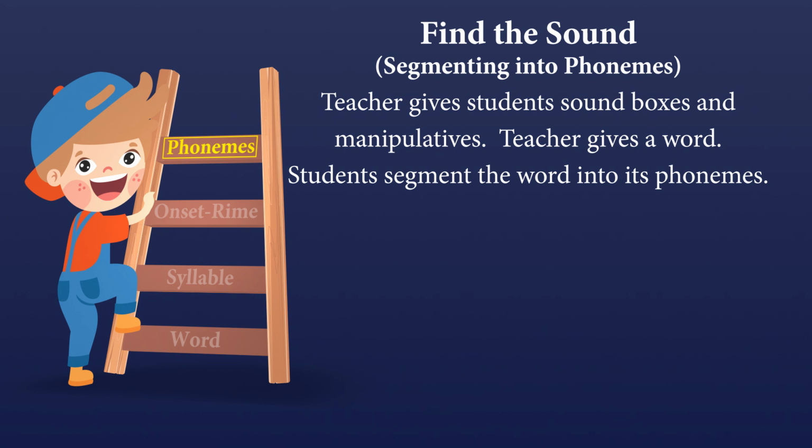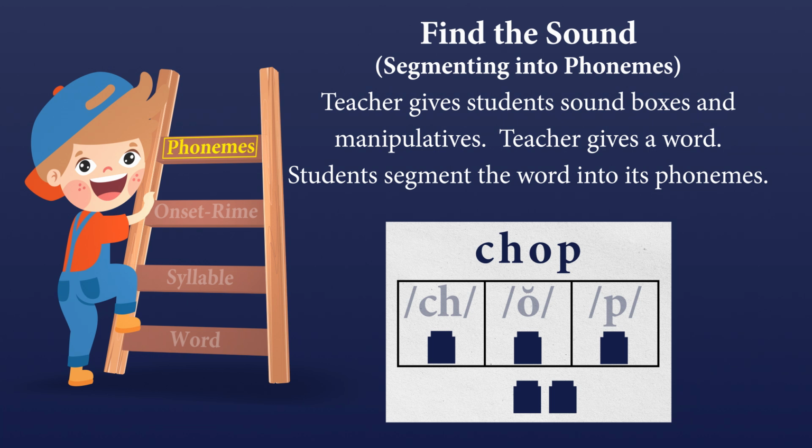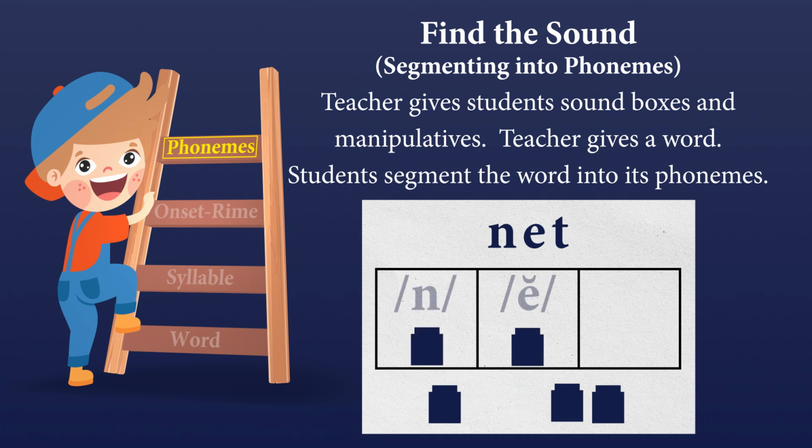The teacher may say something like, "Let's place a unifix cube for each sound in the word chop." And the students will place manipulatives ch, o, p. The teacher may ask, "What was the last sound in chop?" Students would touch the manipulative on the final box and say p. The teacher may try again. Let's place a unifix cube for each sound in the word net. Students place their manipulatives n, e, t. Can you find the vowel sound e? Students will touch the middle box and say e.